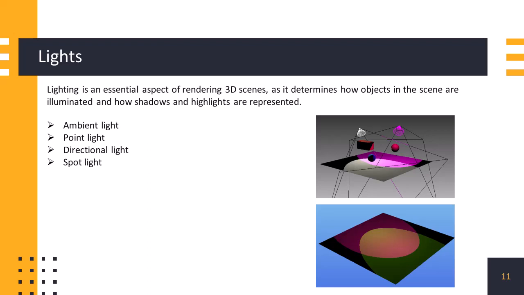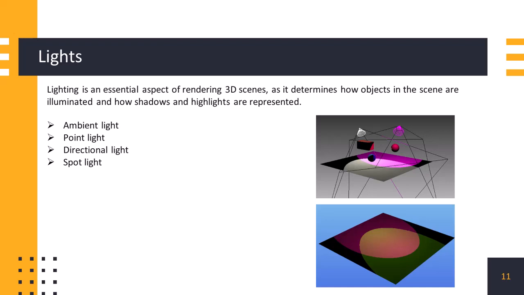It helps provide a basic level of illumination and prevents scenes from appearing completely dark. Directional lights simulate light coming from a specific direction, such as sunlight. They have a direction but no specific position in the scene.